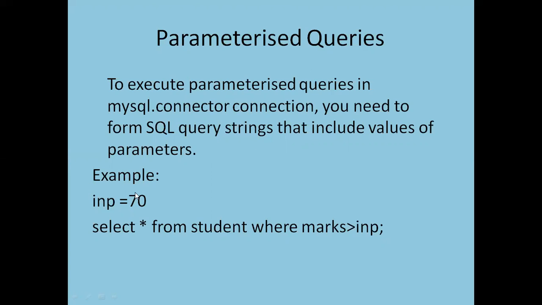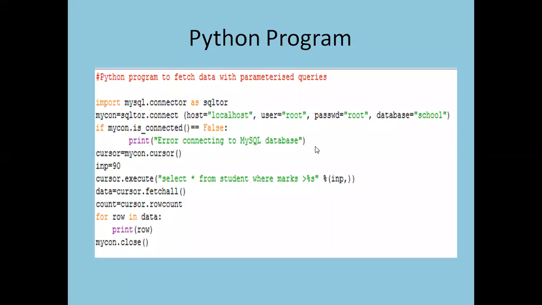So for example, suppose I wanted to select the details of students from my table student where marks is greater than INP. I will not be able to write directly here. So by using a parameterized query, depending on the condition, my condition is that I wanted to display all the students who have secured more than 70 marks. So I will be writing this way. I will show you now in the next slide how you'll be writing this in Python.